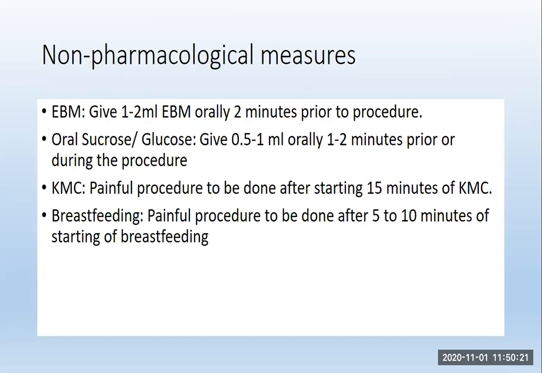Now, what dose should we use? If we use expressed breast milk, we should give 1 to 2 ml orally 2 minutes prior to the procedure. For oral sucrose or glucose, we use 0.5 to 1 ml orally 1 to 2 minutes prior, or we can also use it during the procedure. But remember, for preterm infants we should use a lower dose like 0.5 ml, and in term infants we can use a 1 ml dose.